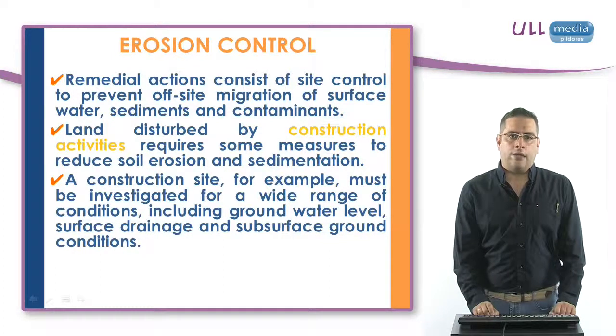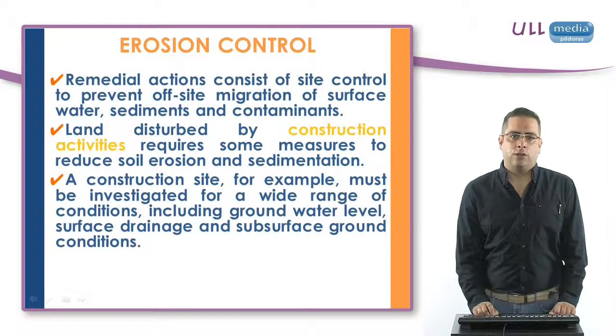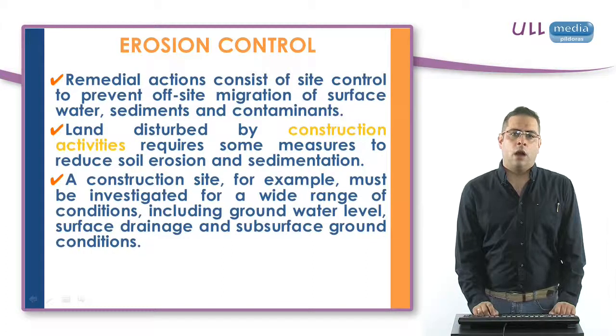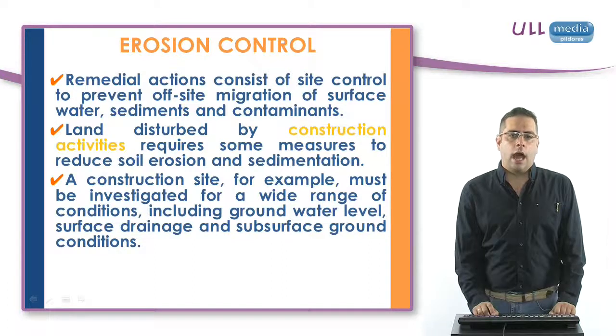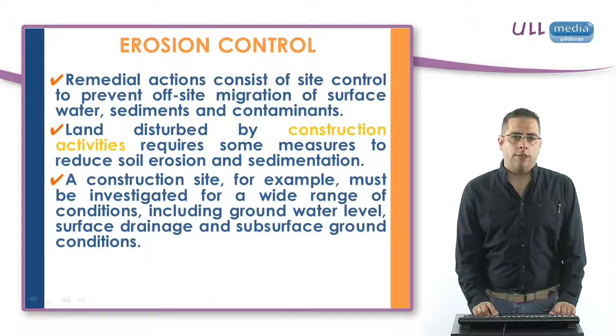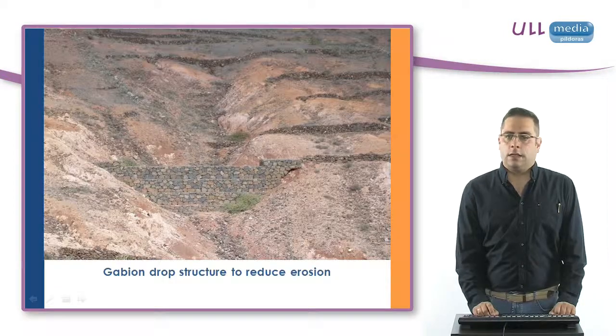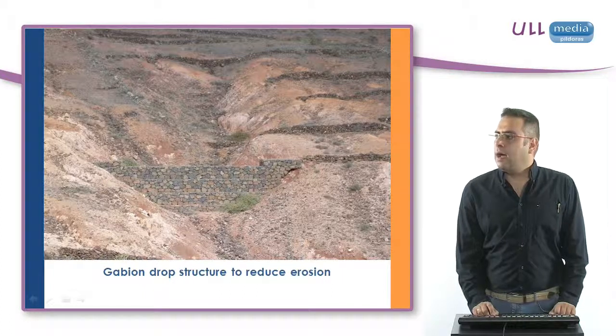Erosion control are remedial actions consisting of site control to prevent off-site migration of surface water, sediments, and contaminants. Land disturbed by construction activities requires some measures to reduce soil erosion and sedimentation. A construction site, for example, must be investigated for a wide range of conditions, including groundwater level, surface drainage, and surface ground condition. As you can see here, there is a gabion drop structure to reduce erosion.